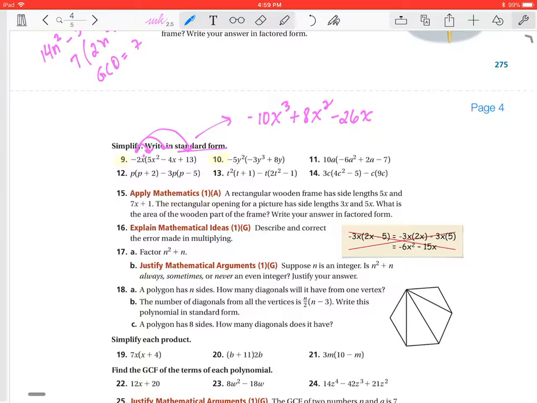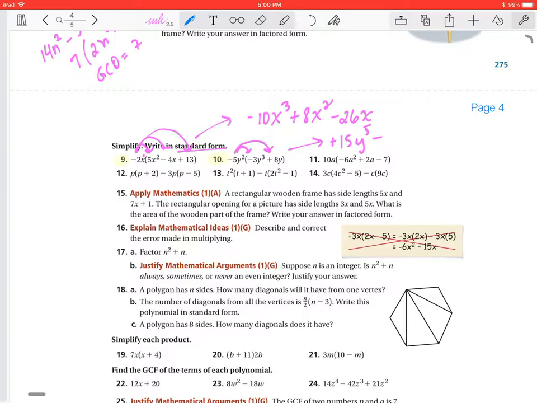I think I'll go ahead and do number 10 too. So again, number 10, we're going to distribute both terms inside our parentheses. So we're going to rewrite this. Negative times a negative is a positive. So then we're going to have 15y. Again, we're going to add our exponents. So that's going to be 3 plus 2, so that's going to be plus 5.